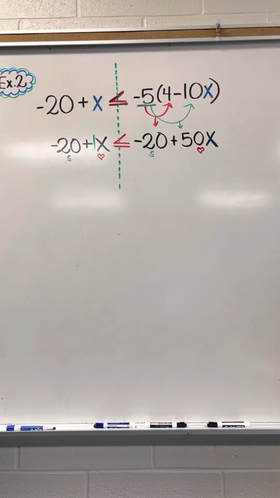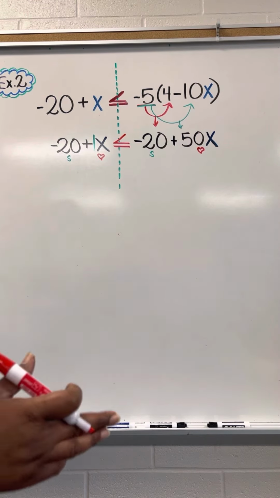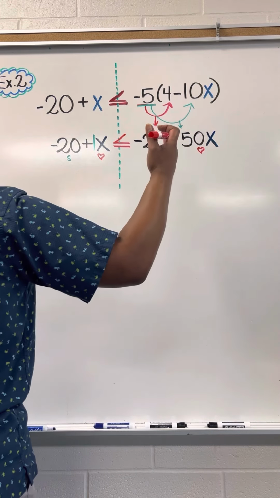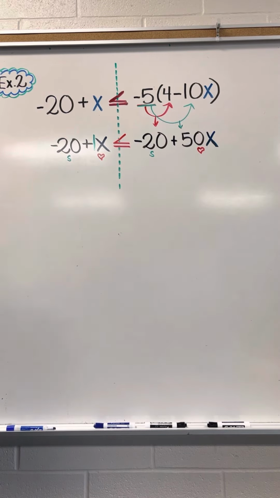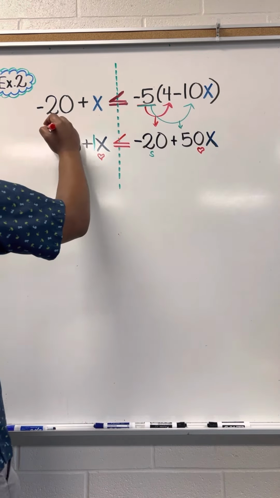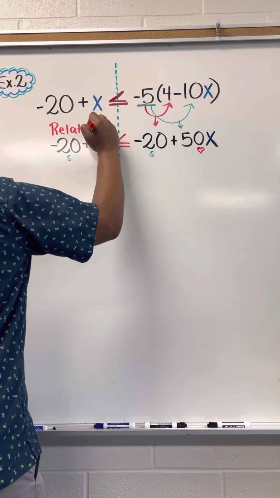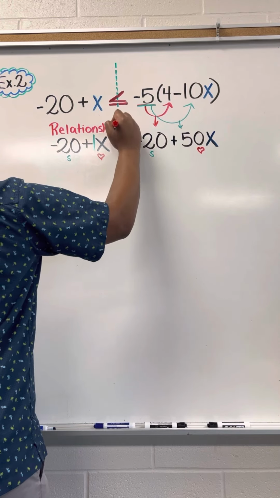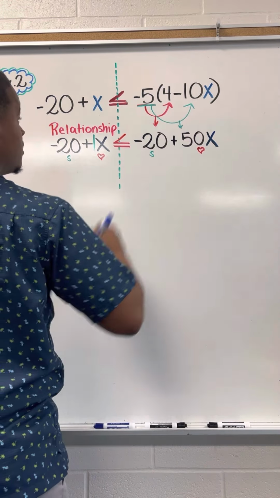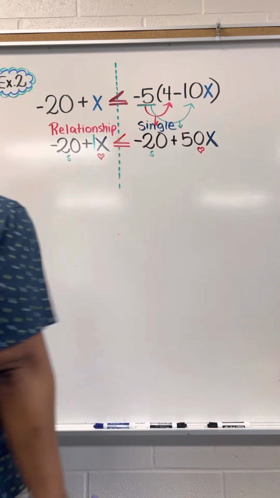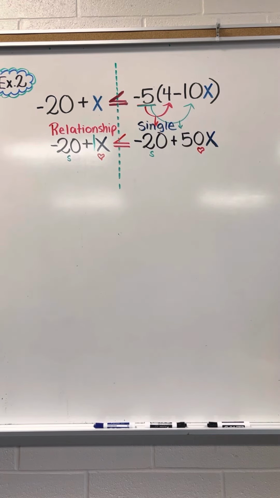Now, ladies and gentlemen, we need to label both sides. I always like to label the left side as the relationship side, but you can also label the right side as the relationship side if you choose to. Just make sure that the opposite side is labeled as the single side. I'm just going to go ahead and label this side as the relationship side. So this is the relationship side of the room, and the opposite side will be the single side.